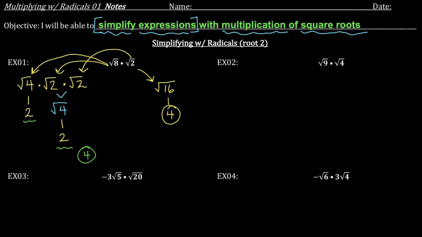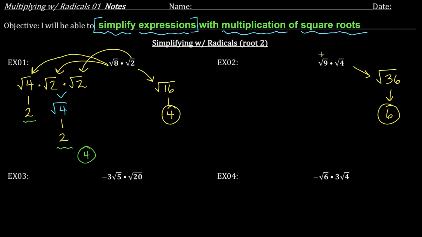So in this next one, the first way, like we did 8 times 2, we would do 9 times 4, which is the square root of 36, which is just 6. Easy, right? This other way will be more helpful to us later, though.